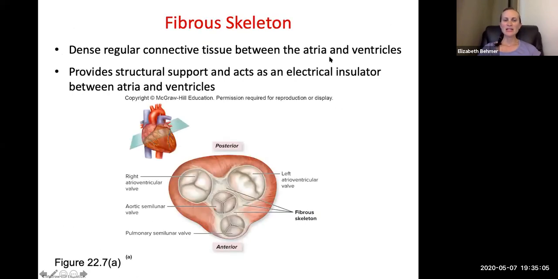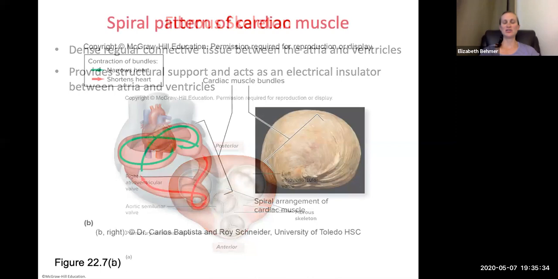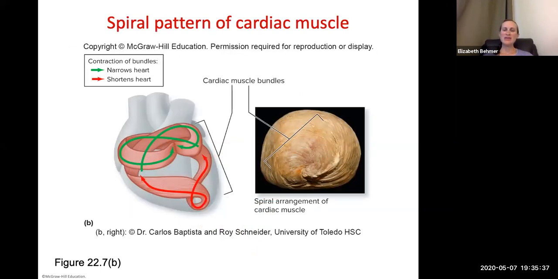Okay, so back to the heart a little bit. I'm going to try to get through this. I know this is a lot of information, but there's a reason why we would normally lecture for an hour and a half, I guess. So the heart has dense regular connective tissue between the atria and ventricles. This helps to provide structural support and acts as an electrical insulator between atria and ventricles. Your heart is a very electrically active organ. It has its own electrical activity structure that we'll talk about. But the way the cardiac muscle is arranged in the heart helps the chambers to contract and push blood where it's supposed to go.